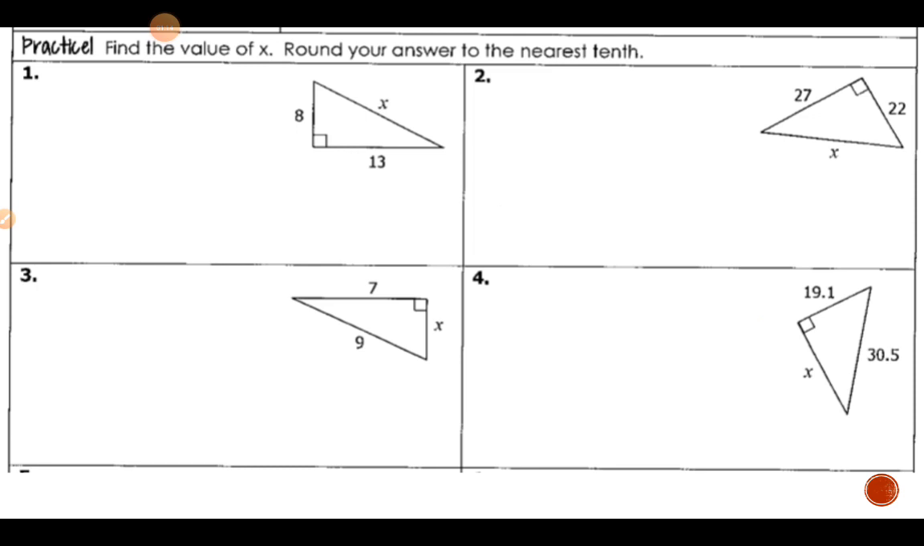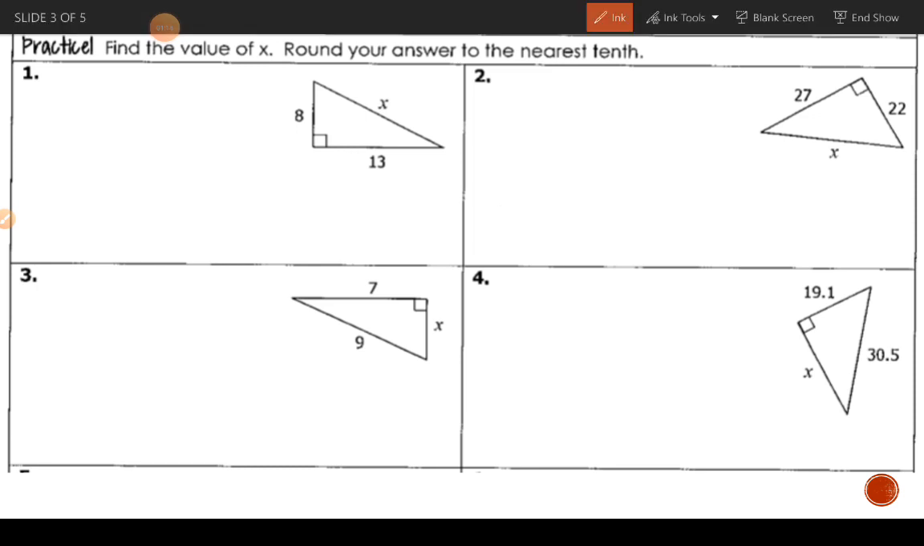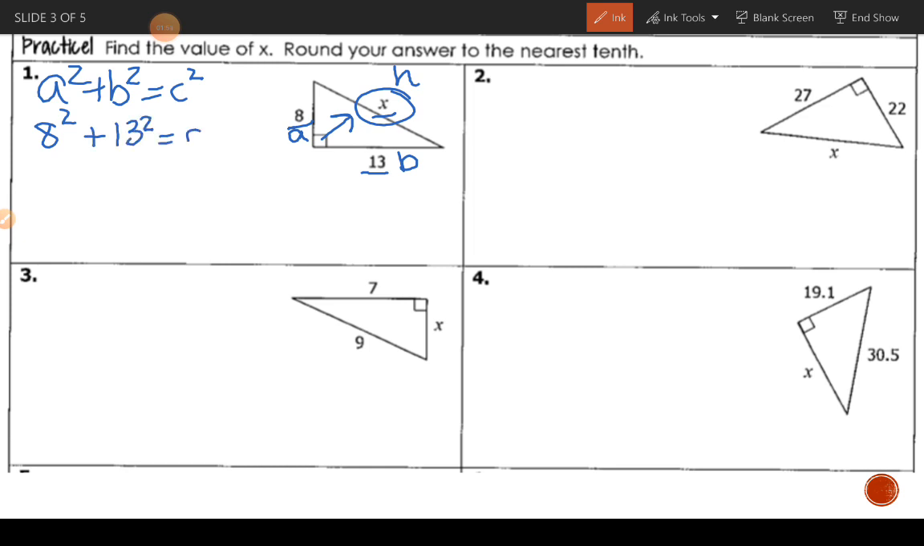So with number 1 here, we have 8, 13, and x. So x is our missing side. Now x is the hypotenuse because it's directly across from the right angle. So that means that 8 and 13 are the legs. Now, 8 could be A and 13 could be B. Which one's A and B doesn't matter, but we're going to plug it into our formula: a squared plus b squared equals c squared. So we're going to type in 8 squared plus 13 squared is equal to c squared.